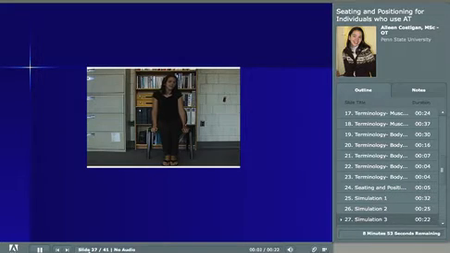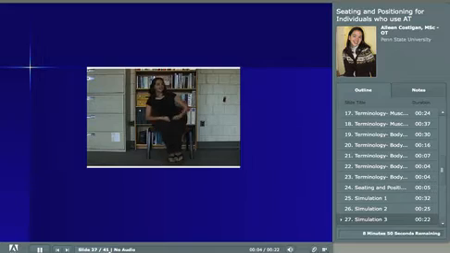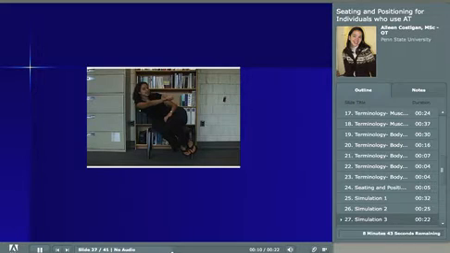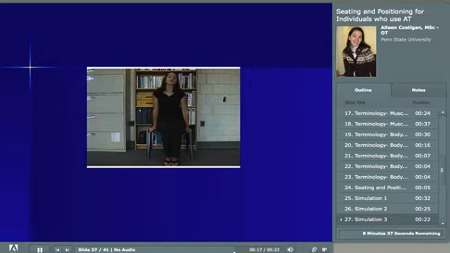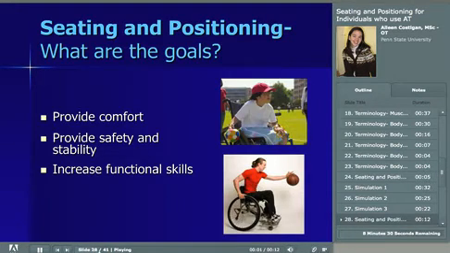Now the third step. Assume the same position, lean far over, and reach across midline of your body with your arm. Is that easy to do? Do you think that you could do a lot from this position? Probably not. So the third goal of seating and positioning is to promote and enable functional skills. To review, the 3 overall goals of seating and positioning are to provide comfort, to provide safety and stability, and to increase functional skills.